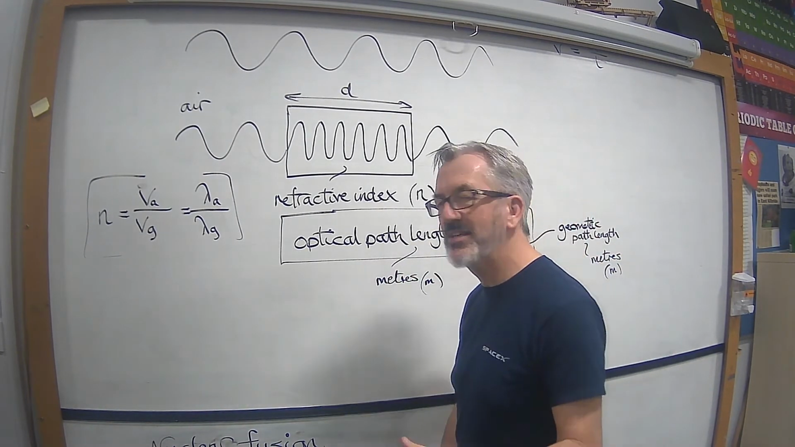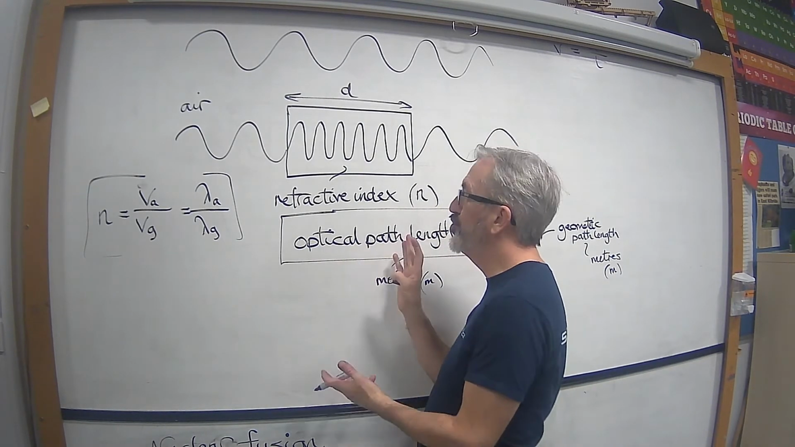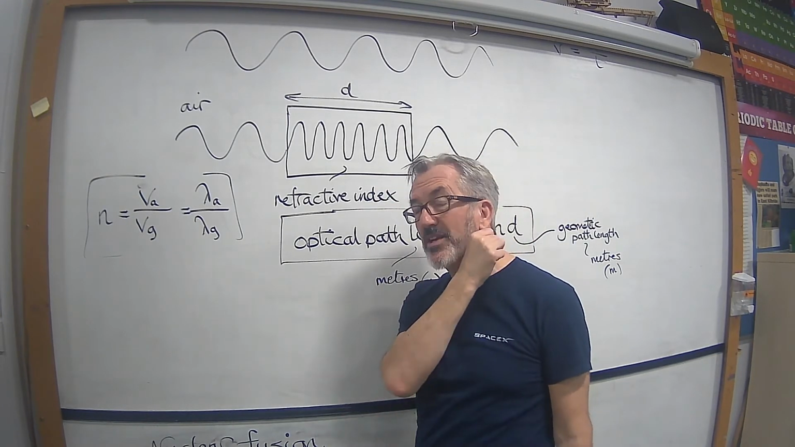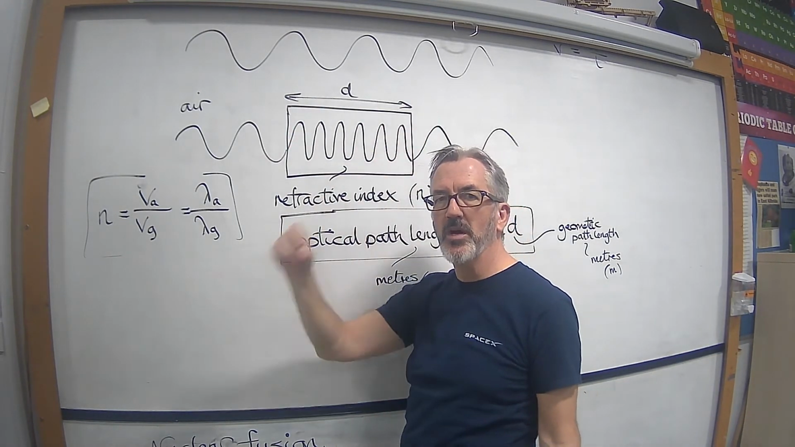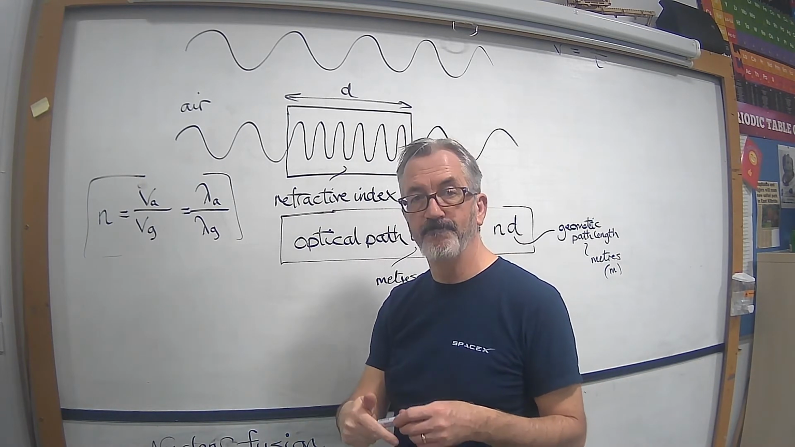It also gets us nicely around this idea of the speed of light changing. Because if you do speed equals the optical path length divided by the time that it takes for the light to move through the medium, you'll get 3 times 10 to the 8 all the time. It's a constant. Okay?